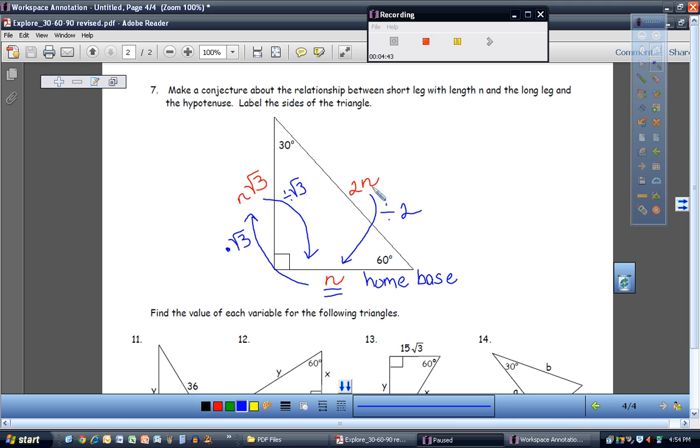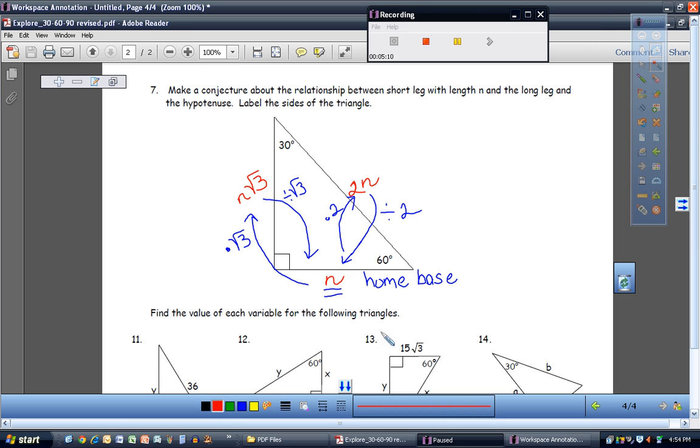If I have my short leg and I want to get to my hypotenuse, I'm going to multiply by 2. So if you treat the short leg as your home base, all you're ever going to have to do is multiply or divide by 2, or multiply or divide by the square root of 3.